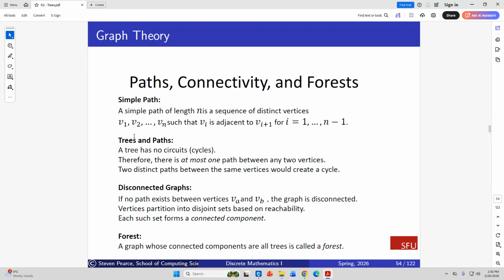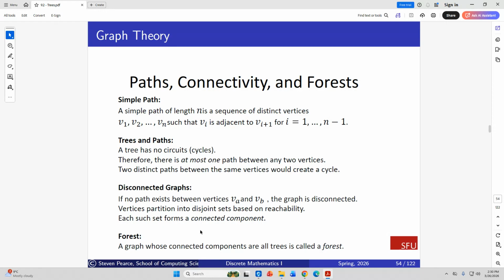So simple path, we know. Trees and paths. A tree has no circuits, cycles. Remember, these are two different things. Therefore, there is at most one path between any 2 vertices. 2 distinct paths between the same vertices would create a cycle, so we can't have that.